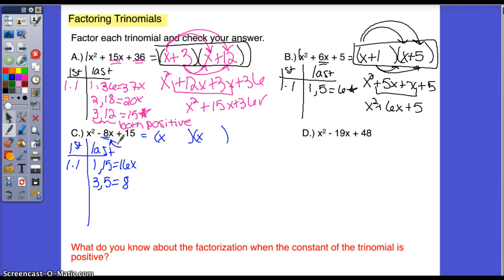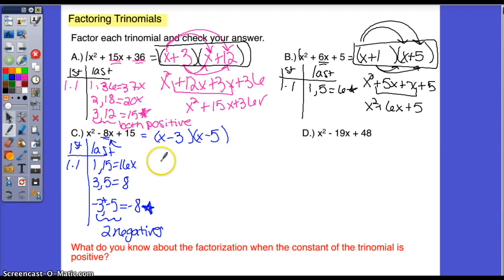Let's think about this. Well, what is negative 3 times negative 5? Wasn't that positive 15? But when you add negative 3 plus negative 5, you get negative 8. So you had 2 negatives. So whenever you put those in, you just get x minus 3, x minus 5. So whenever you get the same number but the wrong sign, just make them both negative.